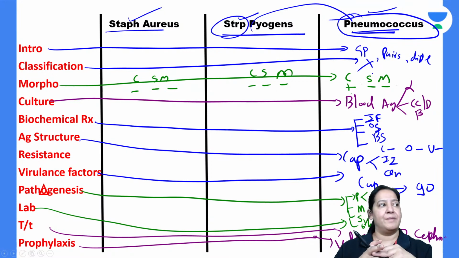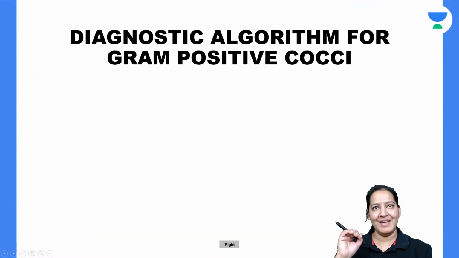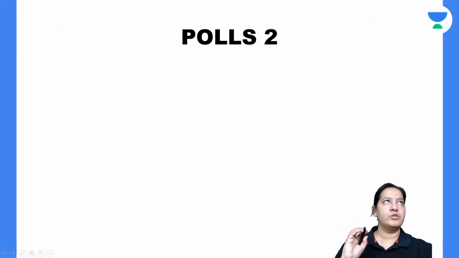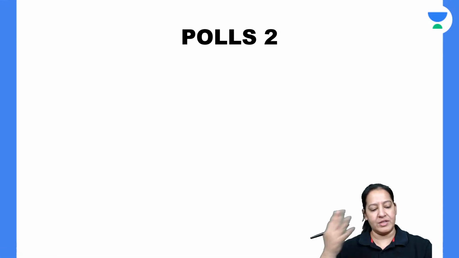Everyone gave me a thumbs up. Everyone means everyone. Should I proceed ahead? Okay. I should proceed ahead. We will do some polls on the pneumococcus and move to the next chapter.